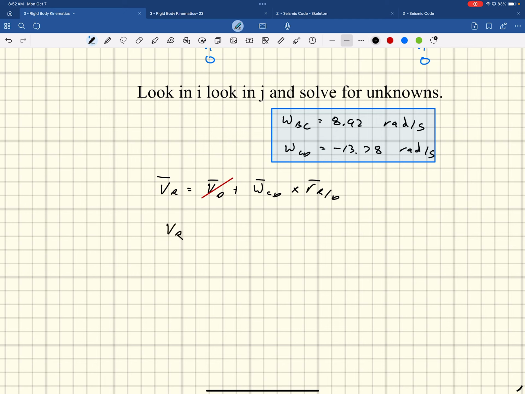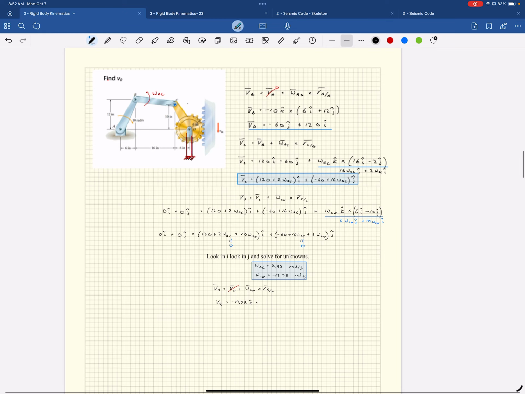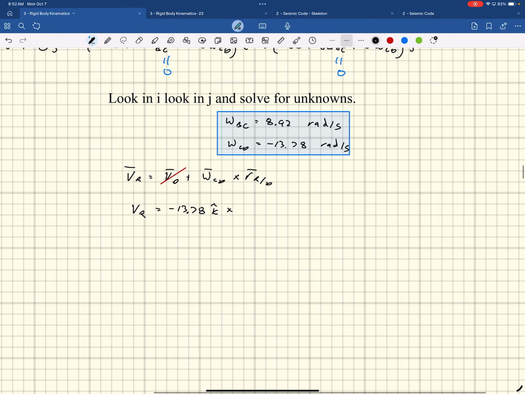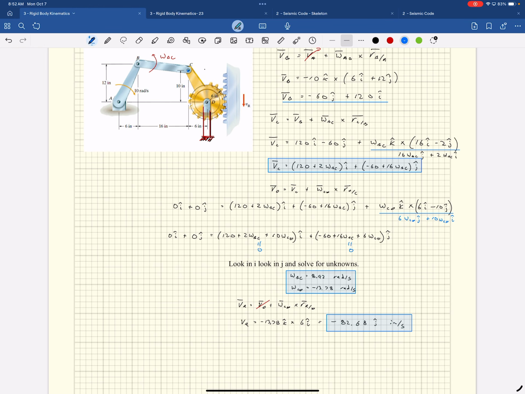So VR is equal to negative 13.78 in the K direction, crossed with 6 in the I. And what you get there is negative 82.68 in the J. Inches per second is what the units are. It's called a rack and pinion gear. Rotate it, push it, it goes down.